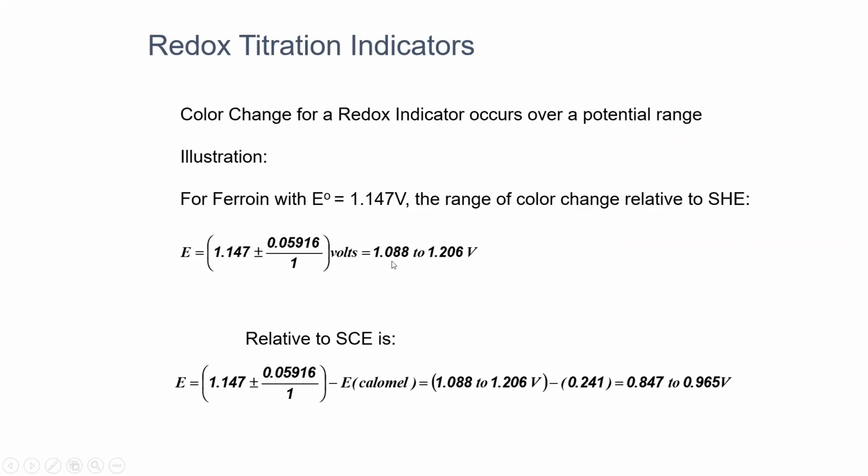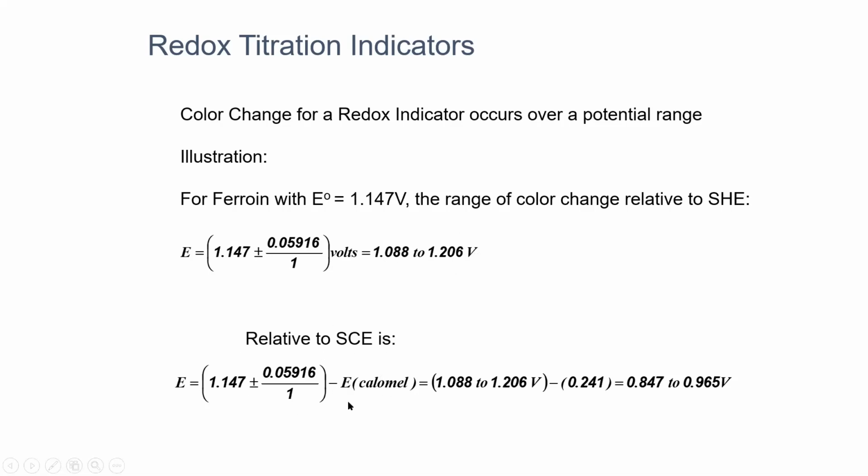So we can see now that it's substituting for ferroin. Now this is the potential for ferroin. So we can substitute that into the Nernst equation to get the concentration, and it's plus or minus this. So it is within this range.